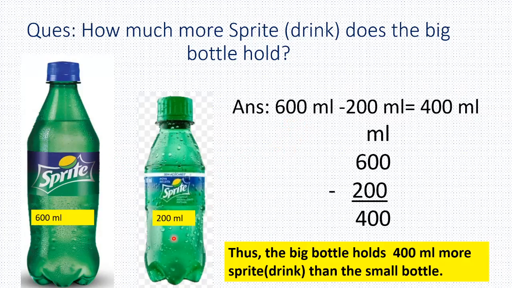Here you can see milliliter is written, here again milliliter is written, unit is same. So first step is to write the unit. Here I have written milliliter. Next step, write the bigger unit at the top. So I have written 600 over here and then 200 over here. So 200 subtracted from 600, we are getting 400 as the answer. Now the big bottle holds 400 milliliter more Sprite than the small bottle.